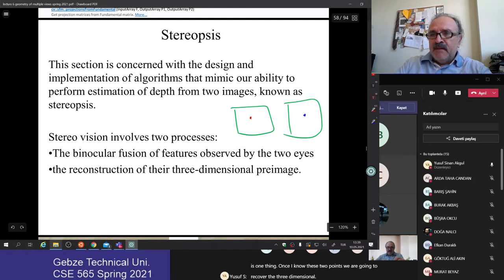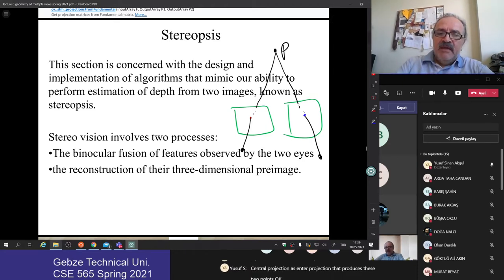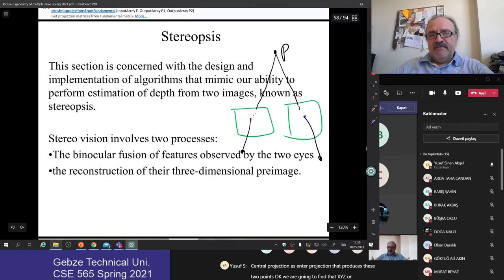Once I know these two points, we are going to recover the three-dimensional P point in the real world that produces, by central projection, these two points. Okay, we are going to find the XYZ of that P point. So we are going to look at the details of this.